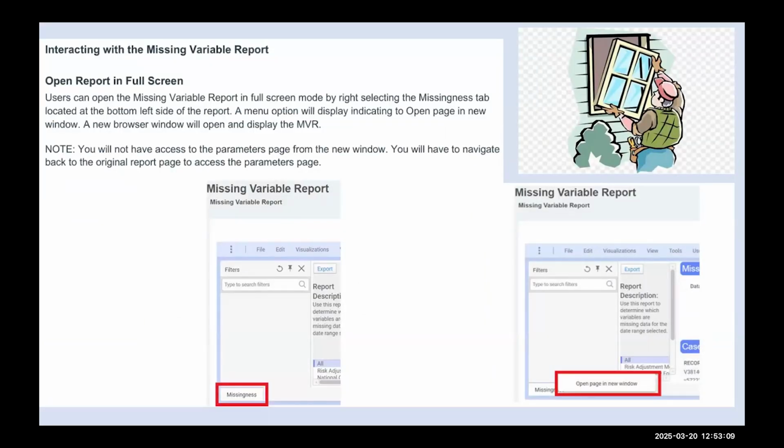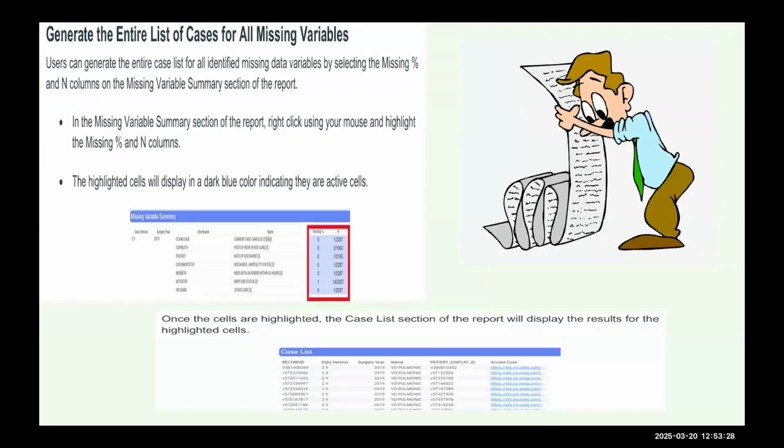There's kind of a lot of interaction that you can do with this report. You can open it in new windows. You can completely focus on missing this. I mean, it's kind of an interesting little report to interact with. You can even generate an entire list for all your missing variables, just simply by right-clicking and highlighting the columns that you want, and it will generate a report.